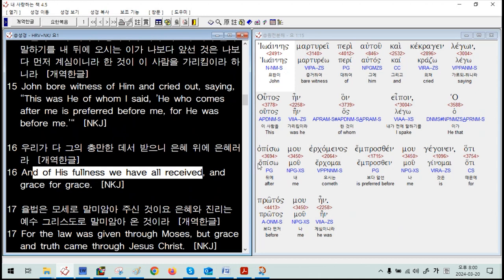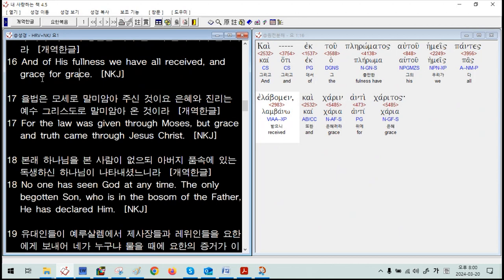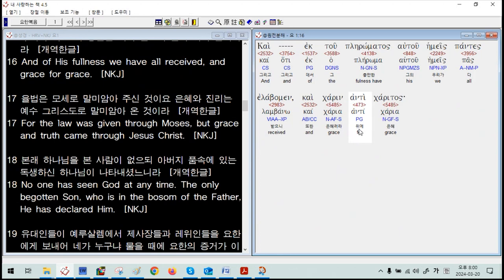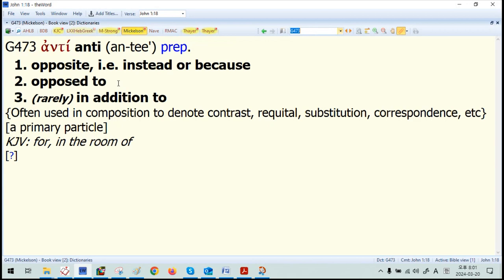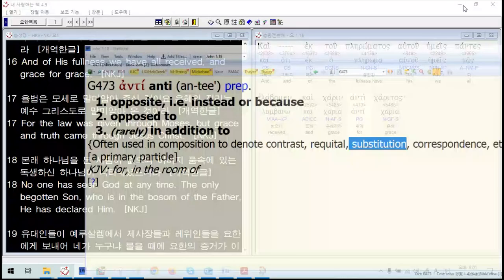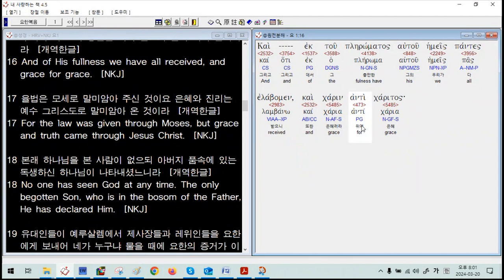This is another incorrect translation. If you look at the grace for grace, this is anti. Anti is not for. Anti is instead of, which means a substitution. That's why Christos, Antichrist. Antichrist is acting like a Christos in the opposite part. Instead of, let's look at the dictionary 473. Opposite, which means instead of, where the concept is substitution. If your teacher is absent, there should be a substitute teacher, right? Then who are the substitute teachers one day through the fifth day? We already learned 2 Corinthians chapter 11, the serpent deceived Eve by providing another Jesus, a different spirit, a different gospel.